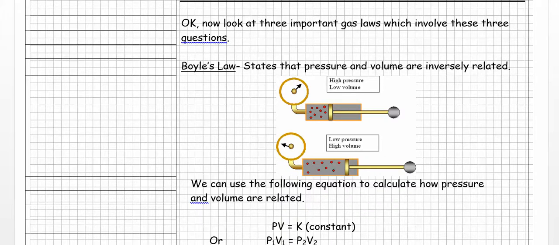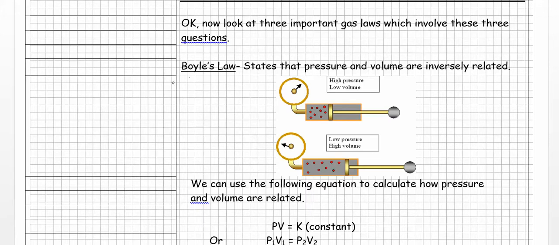All right, let's go ahead and get started. I want to welcome you back to Unit 13. This is gases, and we've been talking about three different laws that describe the nature of gases and the relationship between the variables that are important to gases, namely pressure, volume, and temperature.